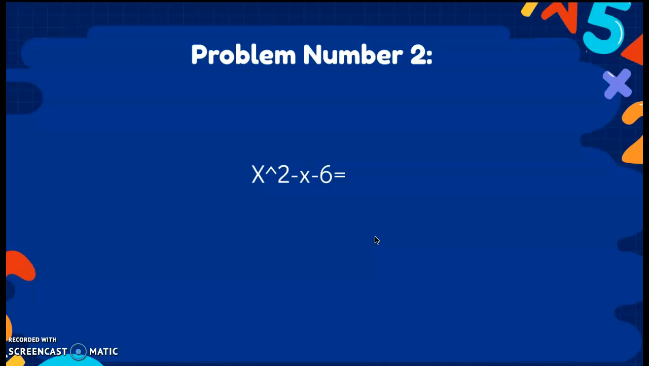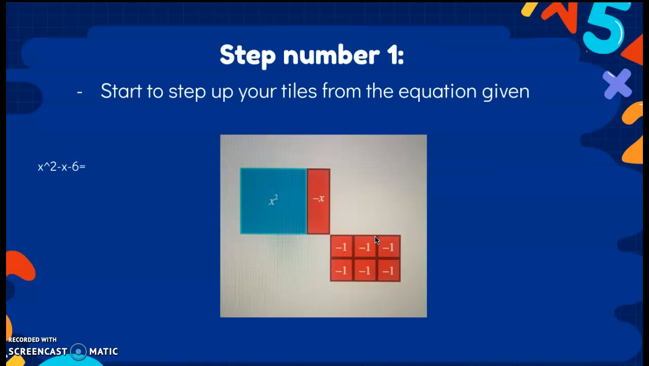For problem number 2, you have x squared minus x minus 6. Step number 1, you start by making the rectangle. We can see that when we put some of the pieces together, it does not complete the puzzle or rectangle. We must find a way to complete it so we can get the answer. So once we put it here, we have x squared, and then we have the minus x, and then the minus 6 here, but we are still missing 2 to 3 pieces to complete it.